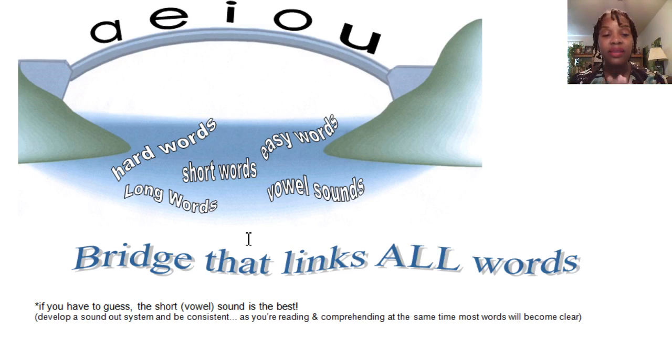What I mean by this is that you want to develop a sound out system, where you're automatically reading words or sounding out words. So we don't want you guessing all over the place. We want you to be consistent. If you're consistent, that means you do the same thing over and over and over. It increases how fast you can read. It increases your comprehension. That means how you understand words.